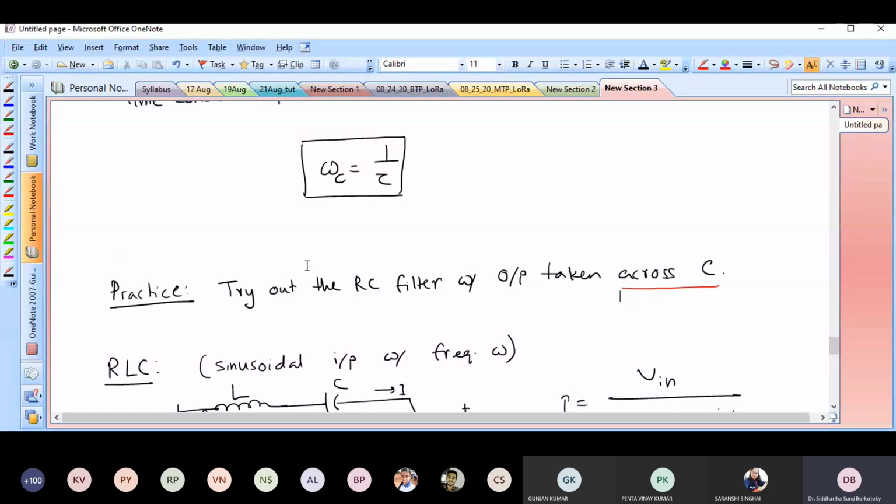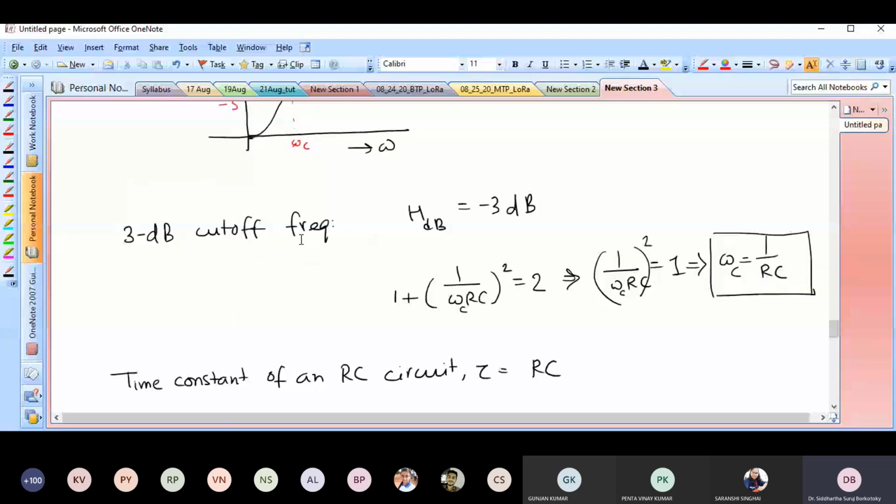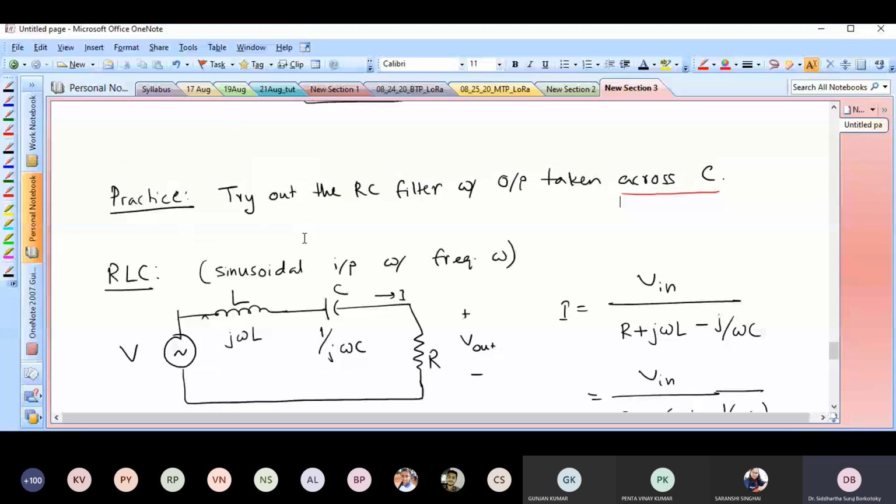So even without doing the analysis from scratch, you could say that if this circuit right here is a high pass filter, then I will get a low pass filter if I take the output across the capacitor. So this is something you could easily tell. But I would like for you to try out this analysis. So this is a practice problem. Okay, and then this is fine.